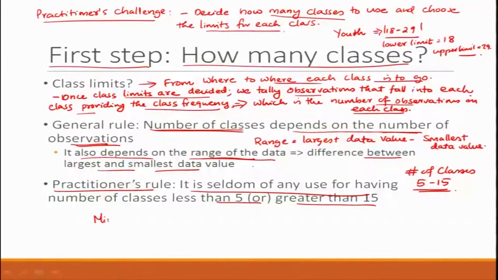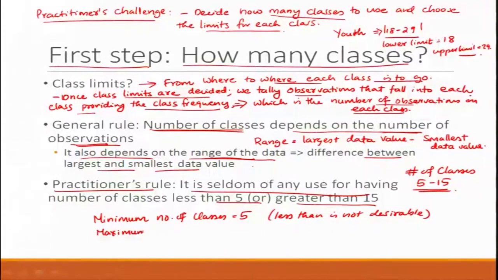This will help you identify this in the best way. So, think about minimum number of classes equal to 5. Less than this is not desirable. Similarly, maximum number of classes equal to 15, more than that is not advisable. So, as a practitioner, you are trying to decide the number of classes between 5 and 15. If it is less than 5, you are grouping too many things and you are losing a lot of information. If it is greater than 15, then you are not able to identify appropriate patterns out of that.